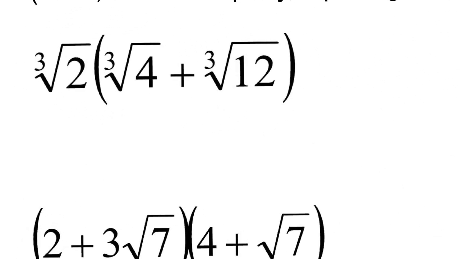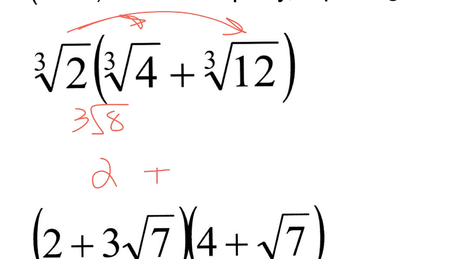This is like a distributive property problem. We can go ahead and take this radical that's on the outside and multiply it into everything else. So you're going to get the third root of 2 times 4 is 8. Now the third root of 8 is 2, of course, plus, and then on the second multiplication problem, we get the third root of 24 because 12 times 2 is 24.